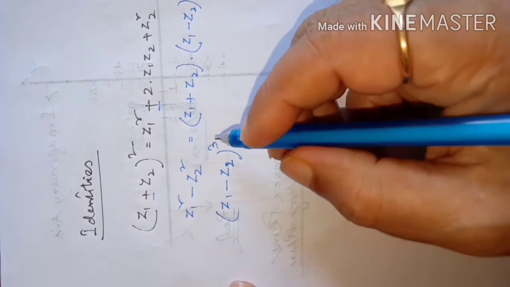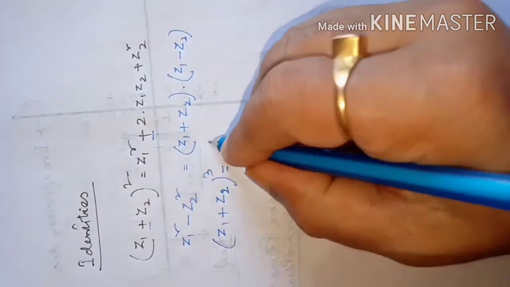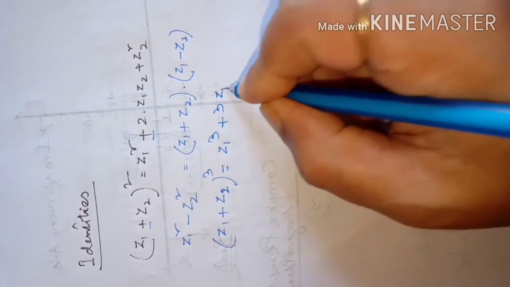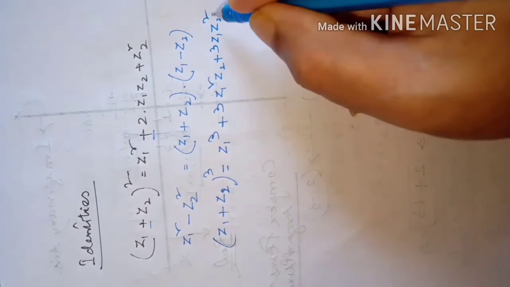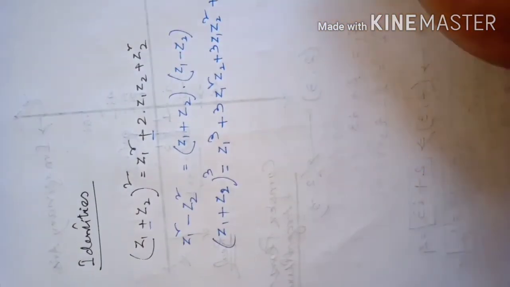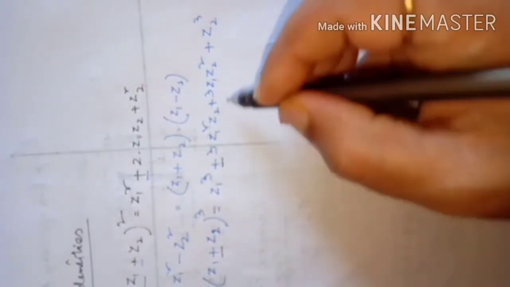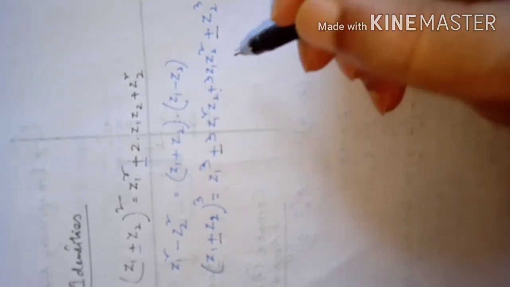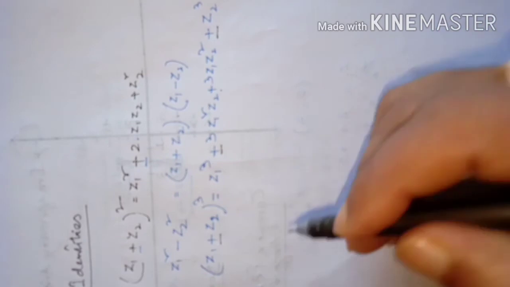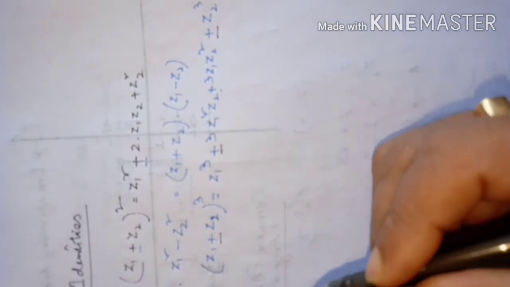If we want to create it with plus, then it will be similar to our a plus b whole cube identity. It is z1 cube plus 3 times z1 square z2 plus 3 times z1 z2 square plus z2 cube. Okay, if here is a minus sign, then here will be a minus sign, here will be a plus sign, and here again a minus sign. So these are the identities that we will be using in this chapter on algebra of complex numbers.